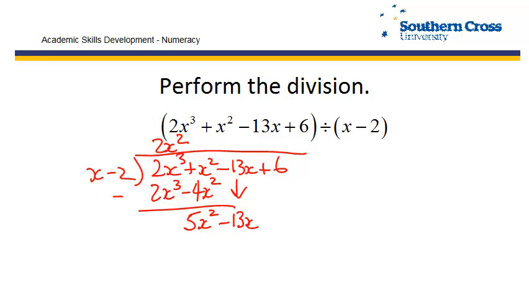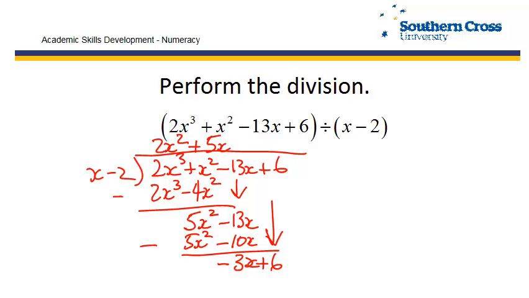What times x gives 5x squared? And that's got to be plus 5x. So multiplying out both terms, 5x times x is 5x squared, and 5x times minus 2 is minus 10x. Subtracting, 5x squared take 5x squared is 0, that's good news. Minus 13x take away negative 10x makes an addition, which is minus 3x. Bring down the next term, which is plus 6.